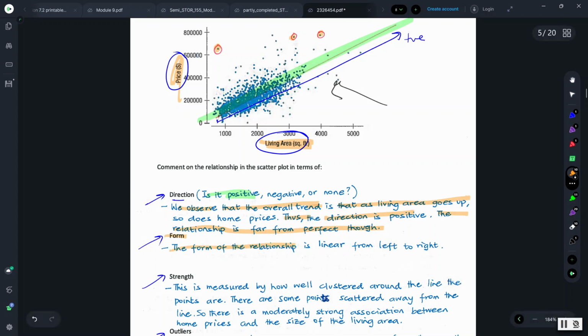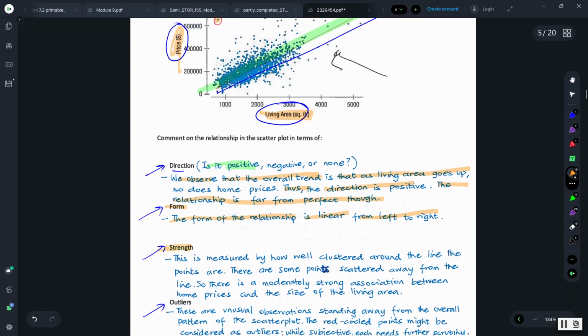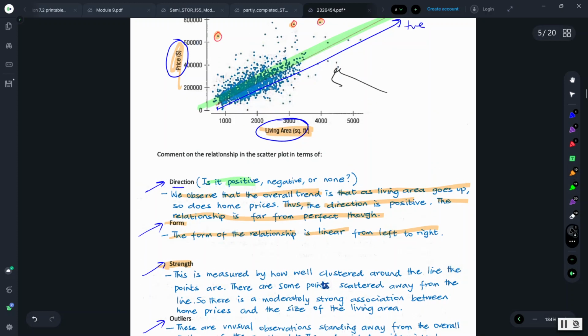The next thing is to talk about the form of the relationship. The form of the relationship here is linear from left to right. And we also talk about the strength of the relationship. In order to observe the strength, we're looking for how close or how clustered around this line of best fit are all the points that are plotted on the graph. In this case, you might observe that some points are scattered away from the line.